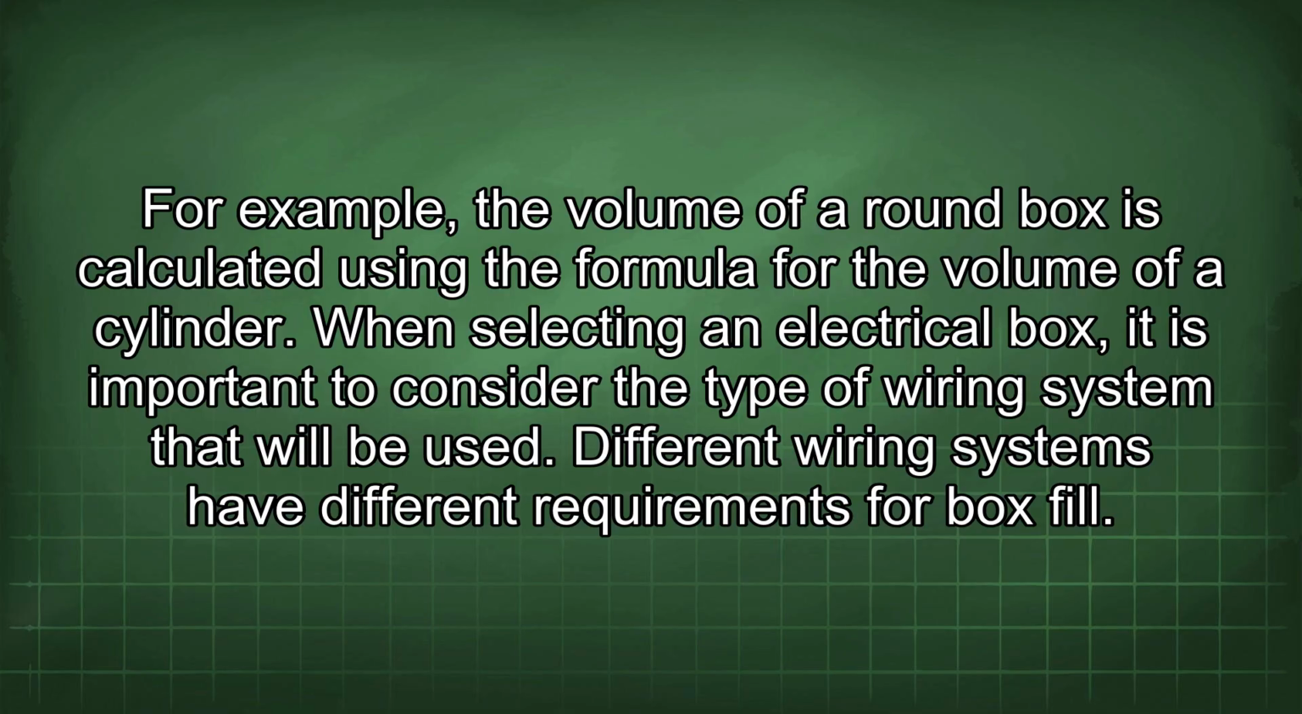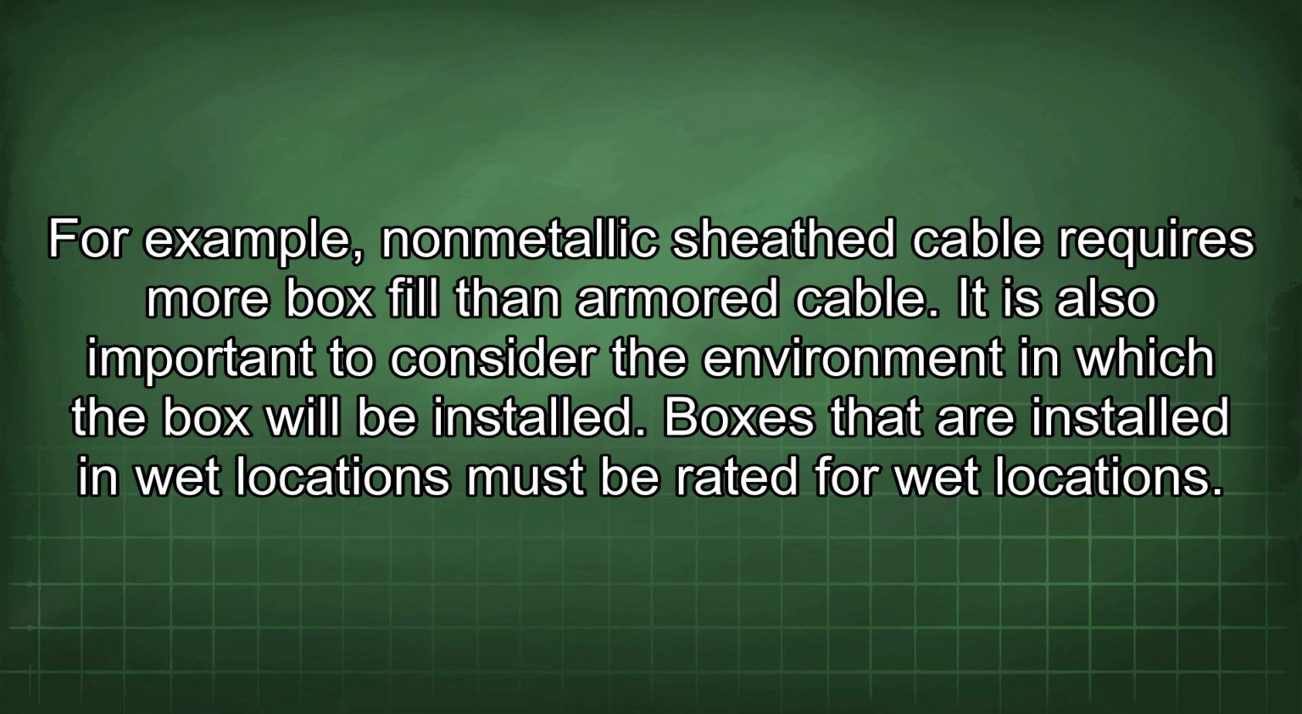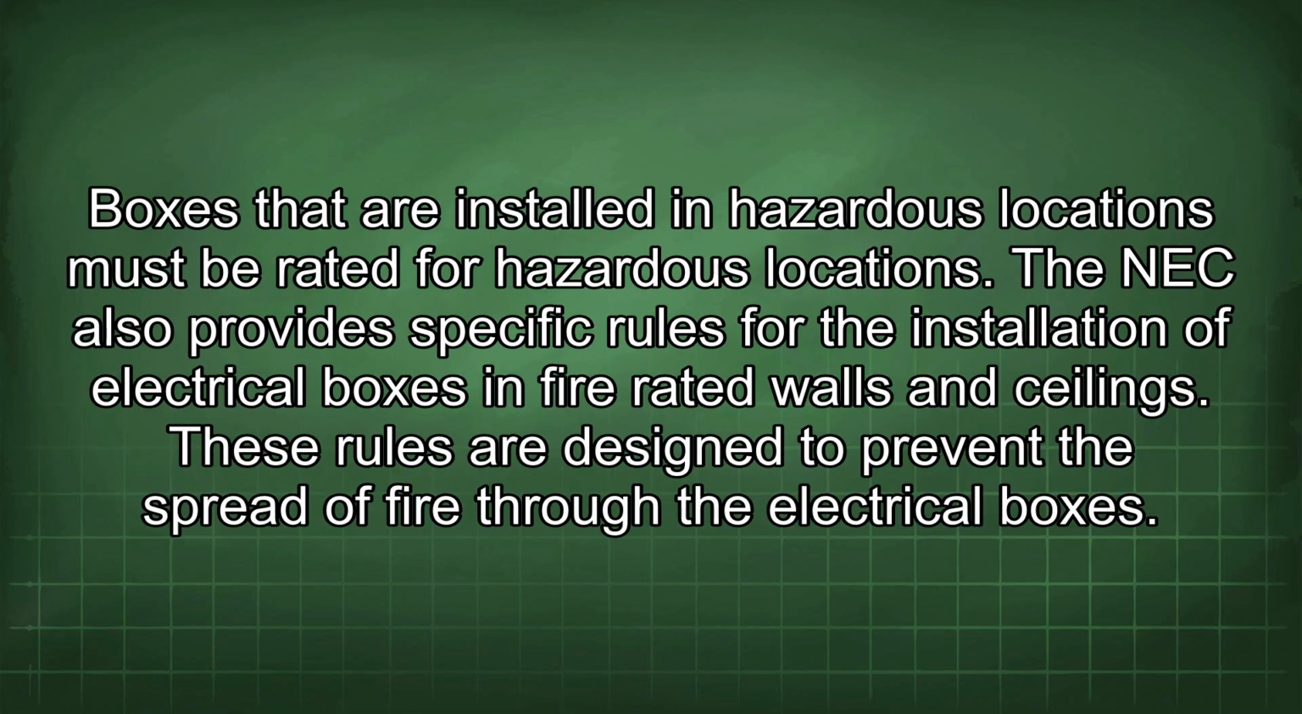When selecting an electrical box, it is important to consider the type of wiring system that will be used. Different wiring systems have different requirements for box fill. For example, non-metallic sheath cable requires more box fill than armored cable. It is also important to consider the environment in which the box will be installed. Boxes that are installed in wet locations must be rated for wet locations. Boxes that are installed in hazardous locations must be rated for hazardous locations.